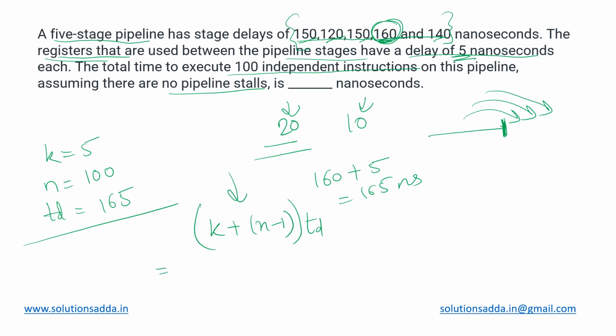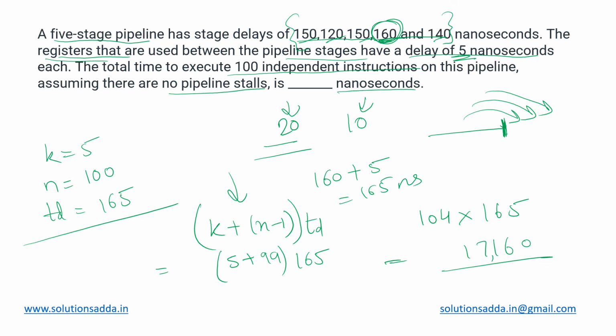And we can substitute the values in it to get 5 plus N is 100, so N minus 1, 99. That multiplied with the total delay, which is 165. So we get 104 times 165, which is 17160. So it is approximately 17,000 nanoseconds.